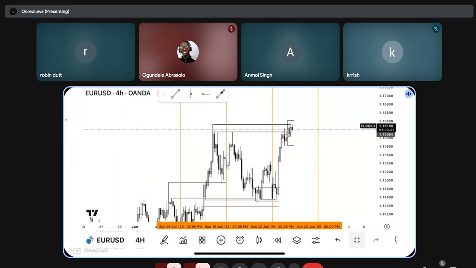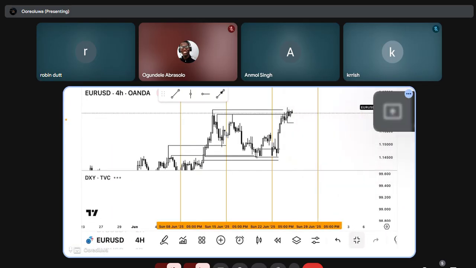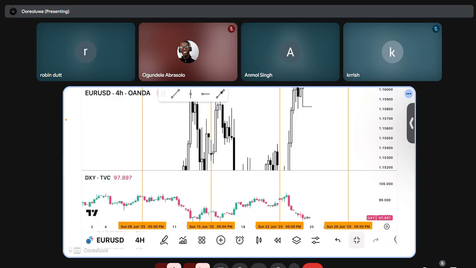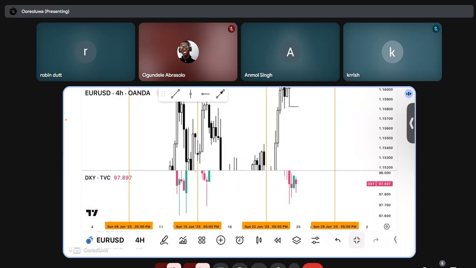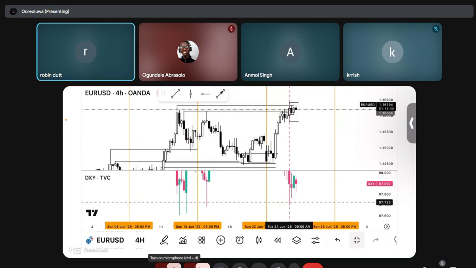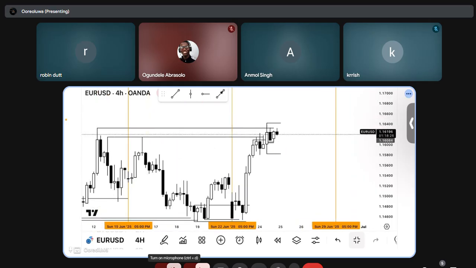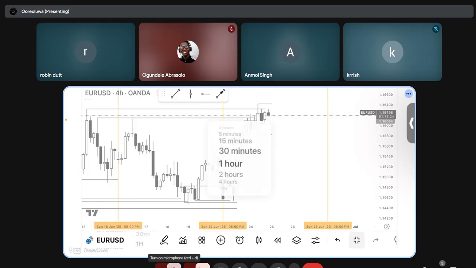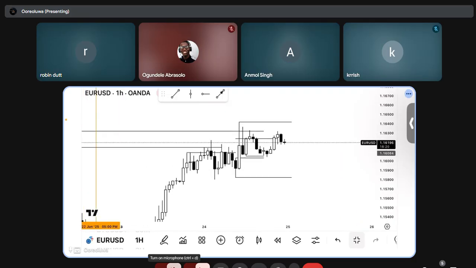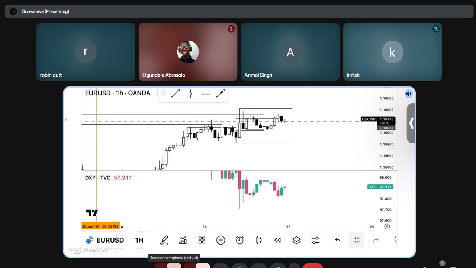Well, I'm not sure. Let me check something on DXY. You can see DXY hasn't taken that low also, and for SMT, we've already formed a very big SMT with DXY. DXY did sweep, but a failure swing on DXY formed Euro USD. So let's check the 15 minutes. If this high was wicked, okay, this high hasn't been wicked.